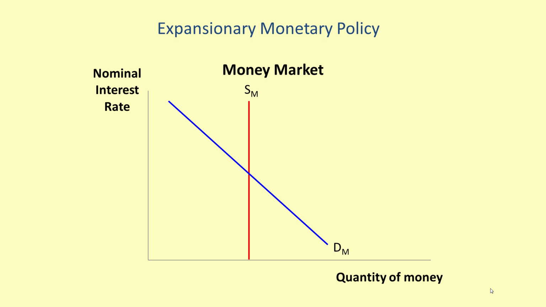This means that households and firms will want to hold more of their wealth in the form of bonds and other interest-earning assets as opposed to money. The result is a lesser quantity of money will be demanded if everything else is held constant.